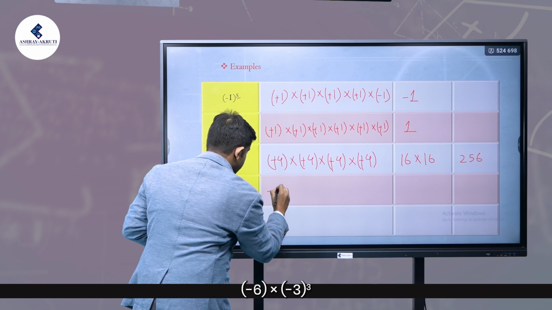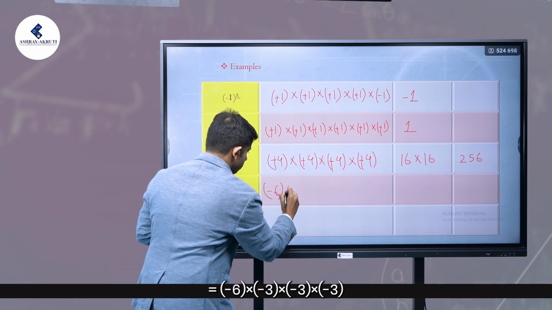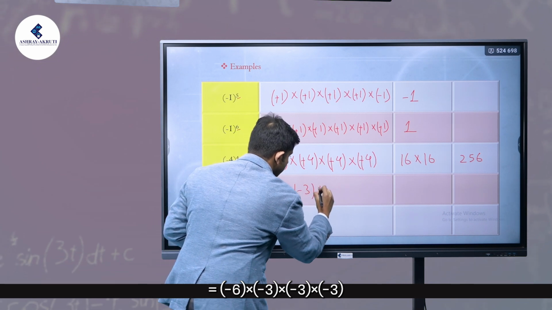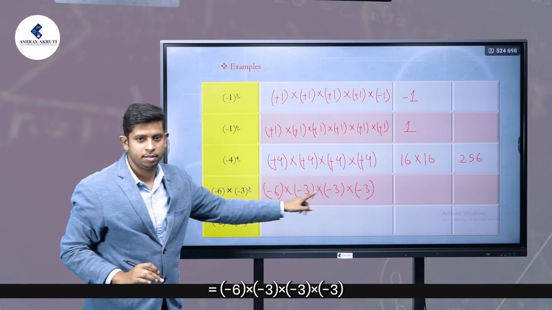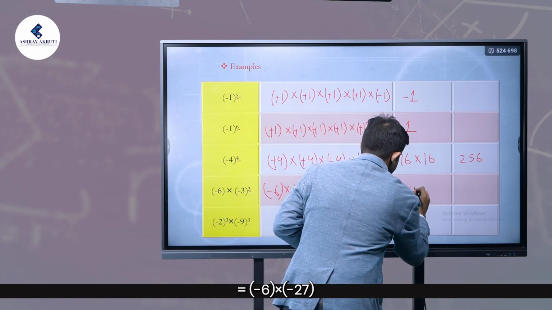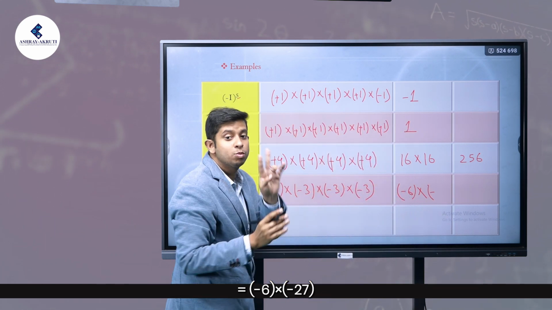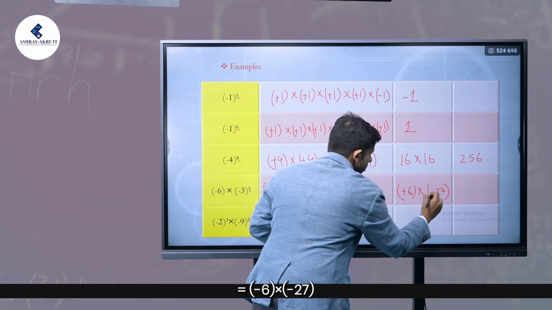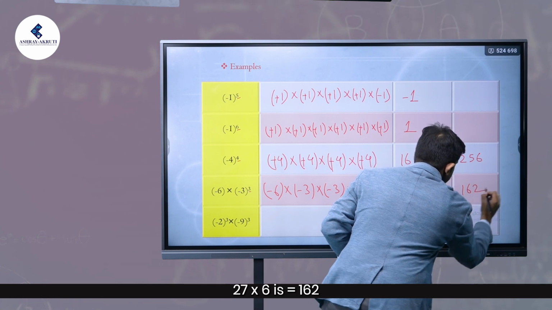Minus 6 into minus 3 whole cube. Minus 6 into minus 3 into minus 3 into minus 3. Minus 6 into minus 27, which is 162.